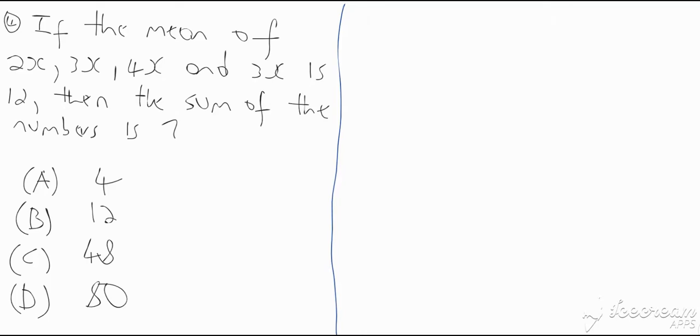It starts off with a formula for the mean. We know that the mean x bar is equal to the sum of x over n, where n is the number of data values. What they have given us is the mean, so we know that x bar is actually equal to 12. We don't know what the sum of x is. That is what we want to find. But we know that we have 1, 2, 3, 4 data values.